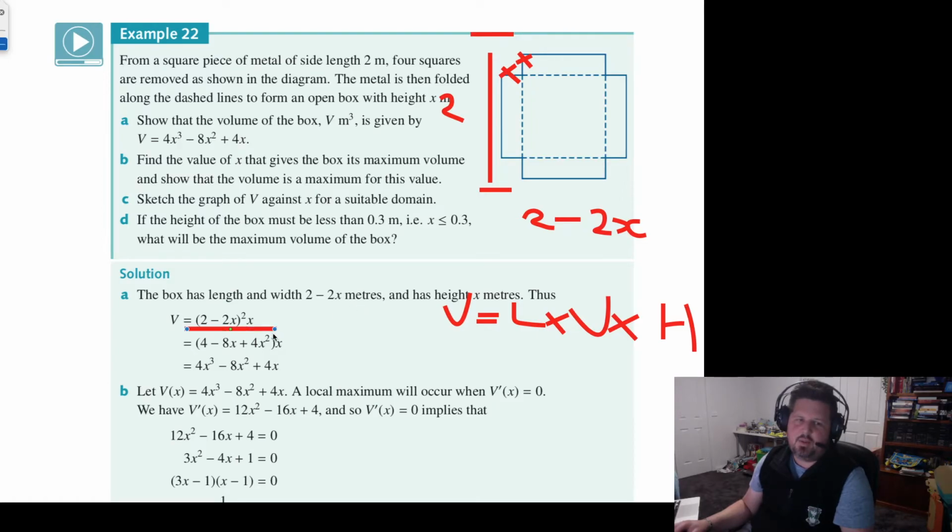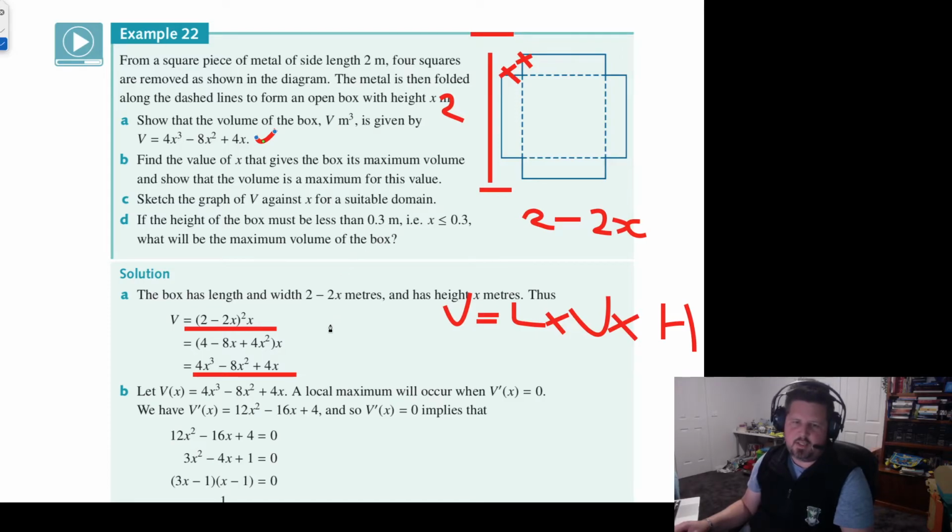So that's where we get the volume there: (2 take away 2x) squared, length times the width, multiplied by the height, which is x. Expanding things out, happy days, we get this here. Surprise, surprise, it expands out to 4x cubed take away 8x squared plus 4x, which is us showing that there. Next, it says find the value of x that gives the box its maximum volume and show that the volume is a maximum for this value. So again, what we can do is apply our knowledge of differentiation.